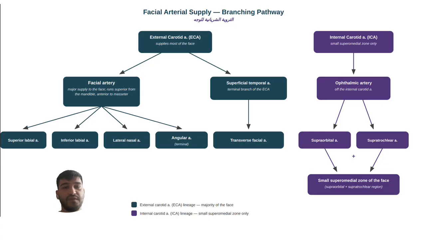And then we go here into how they're split. So the external carotid artery splits into the facial artery and the superficial temporal. For the facial artery, we have the superior labial, like we discussed, the inferior labial, the lateral nasal, and the angular. And for the superficial temporal, it goes into the transverse facial. And then we also have the internal carotid artery with the ophthalmic artery going into supraorbital and supratrochlear. And then we go to the small supermedial zone of the face.